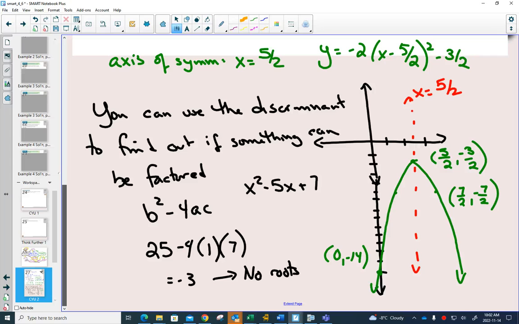The only way you can factor, maybe I'll put it underneath here, is if your discriminant is a perfect square, like the square root of 16, square root of 25, square root of 36, square root of 49. If it's a perfect square, you'll be able to factor it. If it's not, if it was square root of 17, square root of 21, square root of 3, or square root of any negative number, then you know it can't be factored.